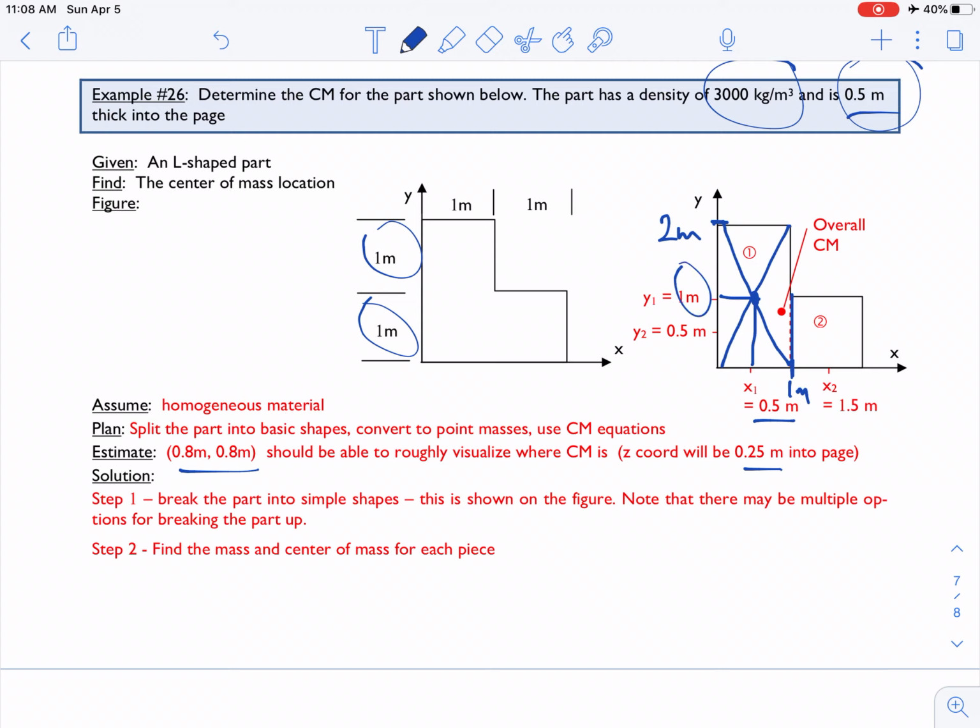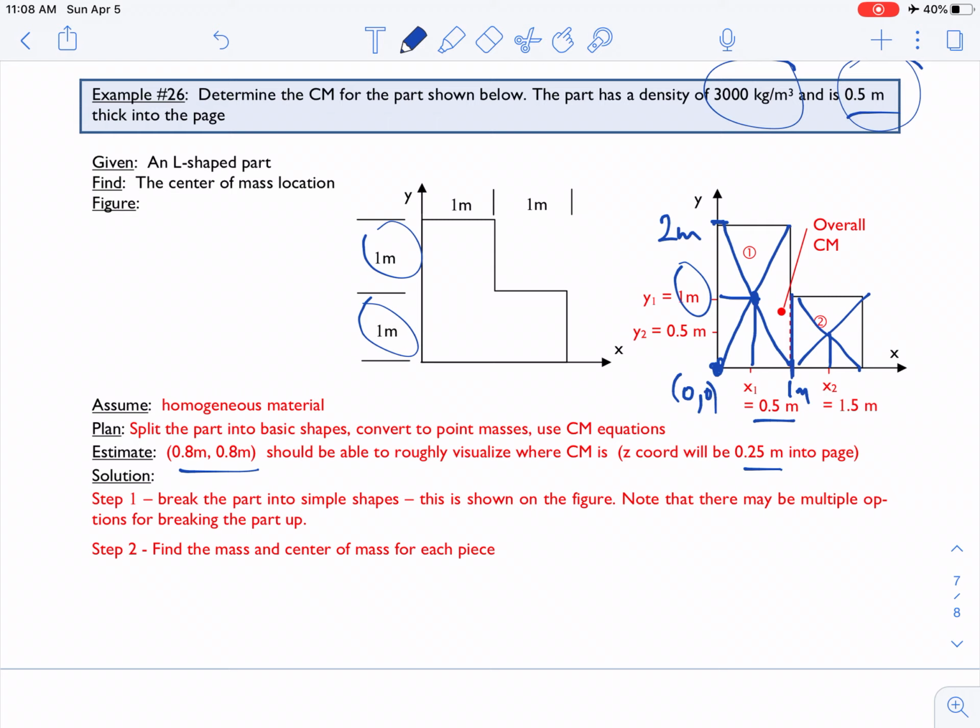Okay, so x1 is 0.5 meters, y1 is 1 meter. You do the same thing for piece 2, again diagonal, and find what x2 is, but realize that you're measuring this from here, so this is our origin point, okay?